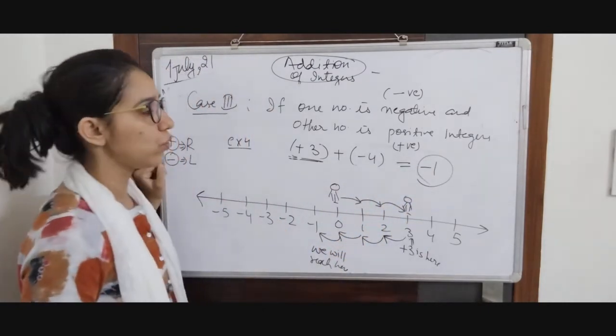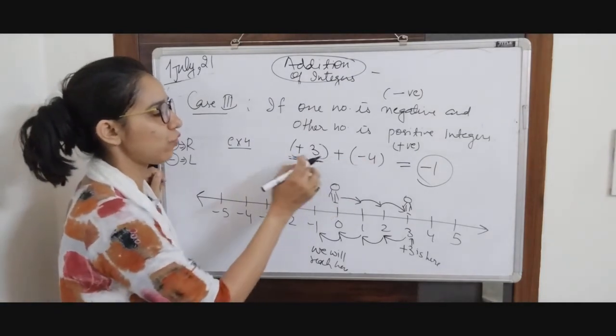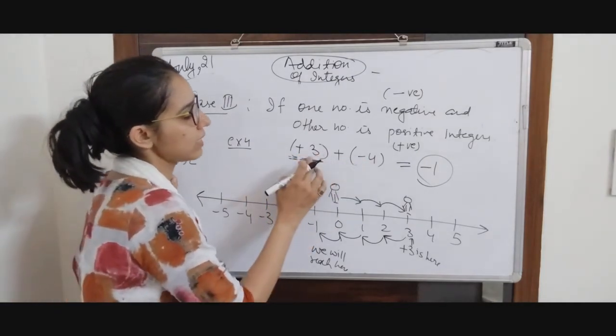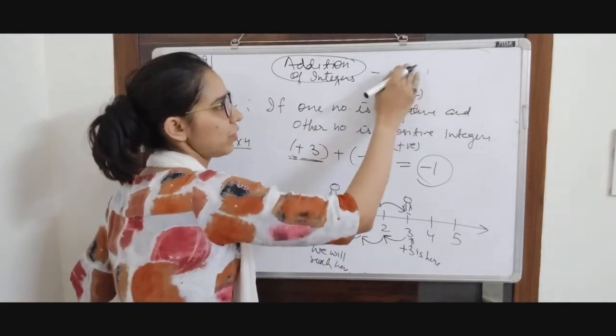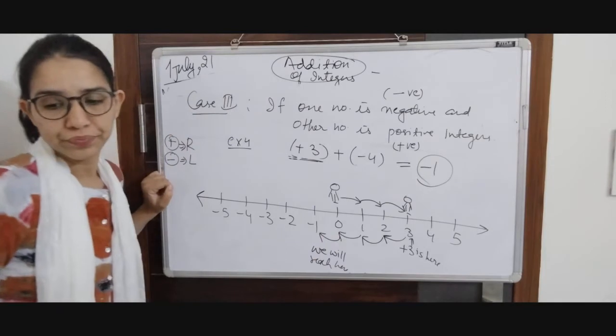You can check by the rule also. Plus 3 minus 4. We will find the difference. 4 minus 3 is going to be 1. And we will keep the sign of the bigger number, that is minus 1. So it is going to be minus 1.